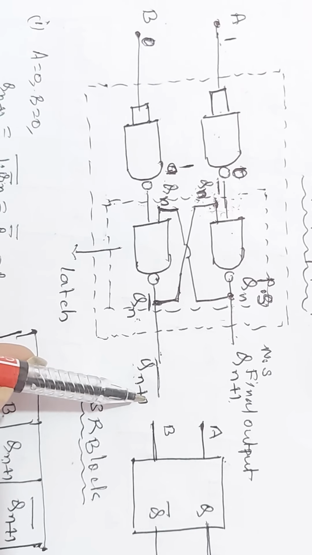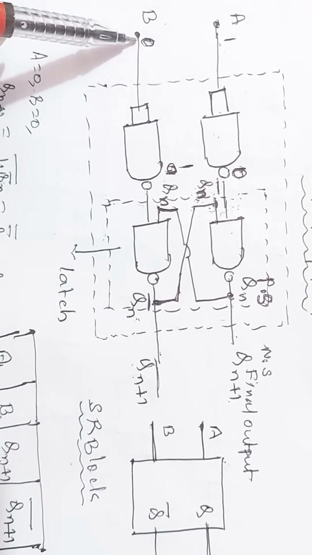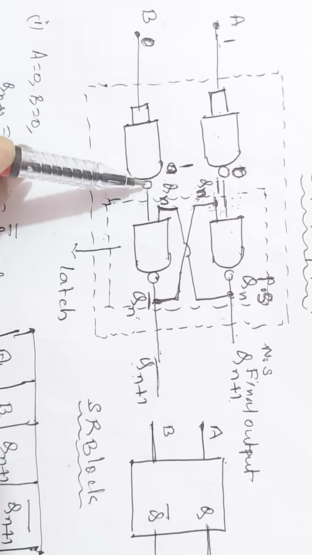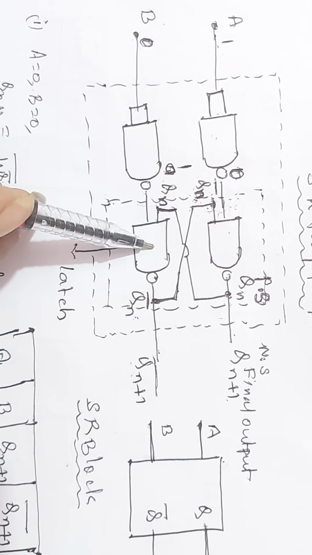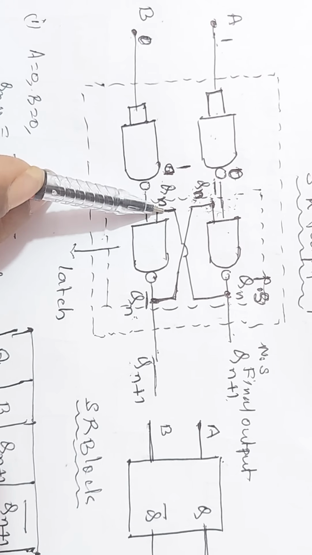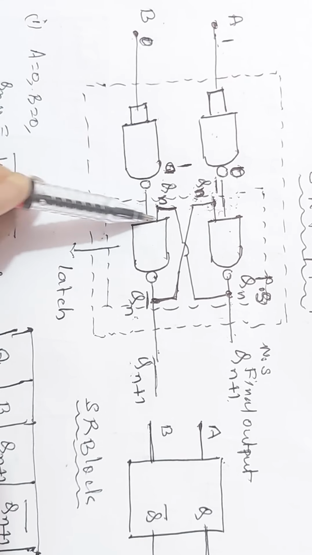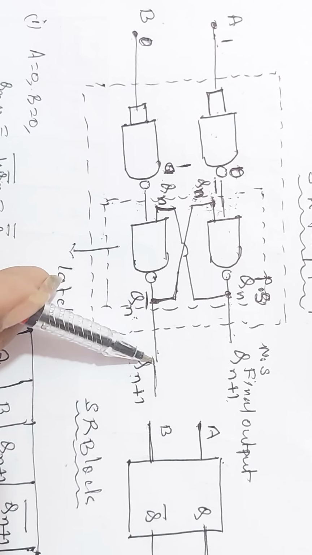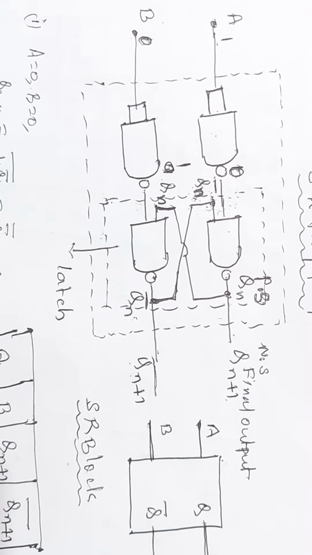Qn plus 1 bar now becomes 0, the input complementary, 1 is the output. This is taken as the input. Therefore, the inputs of this are 1 and Qn. 1 into Qn is Qn. The output of this is complementary, Qn bar.